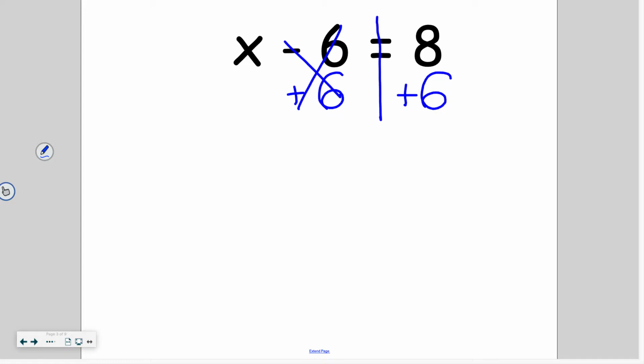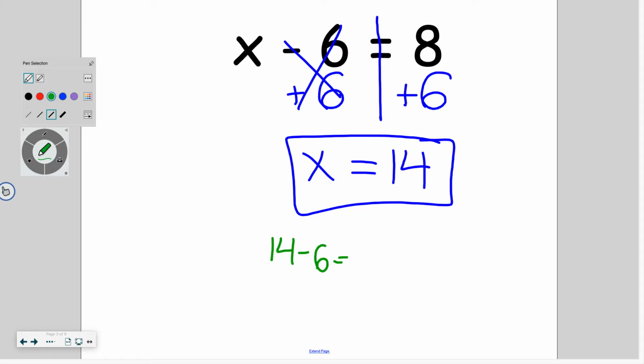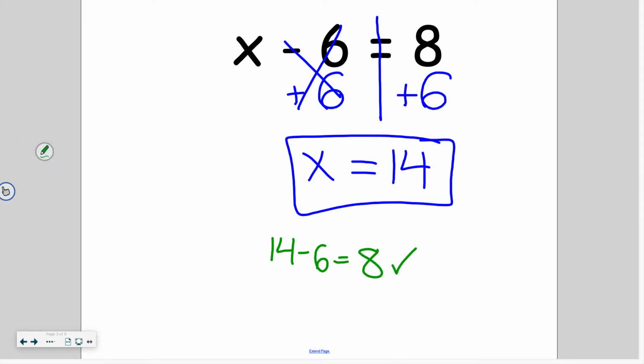If it helps, you can draw a line at the equal sign to make sure that you are doing your operations on both sides of the equal sign. So we end up with our x. And on the right side, we've got 8 plus 6, which is going to give us 14. The nice thing about equations is you can always check your work and guarantee that your answers are right by taking your answer and plugging it back in. So if I plug it back in, I would have 14 minus 6, and 14 minus 6 is equal to 8, so it checks out.